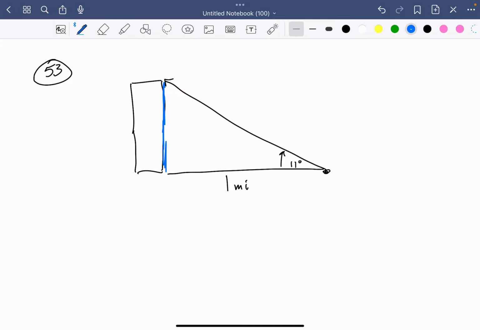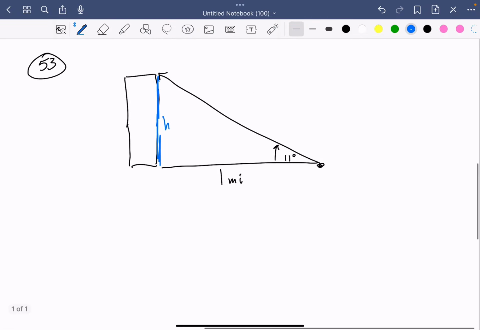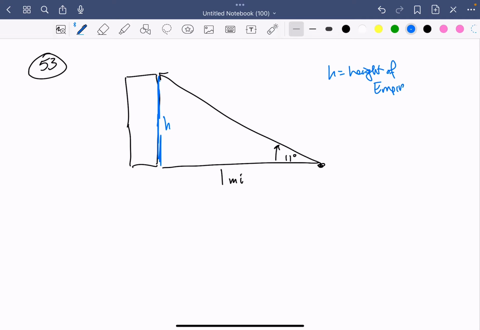So first thing we're going to do is introduce a variable. We're going to say h is the height of the Empire State Building, and it's going to be in, let's say it's in feet, yes, because it would make sense to think of anything else other than feet. So that means this distance down here, we want to convert that to feet to make all our units match. So that's 5,280 feet, because we have that memorized because we're an adult.